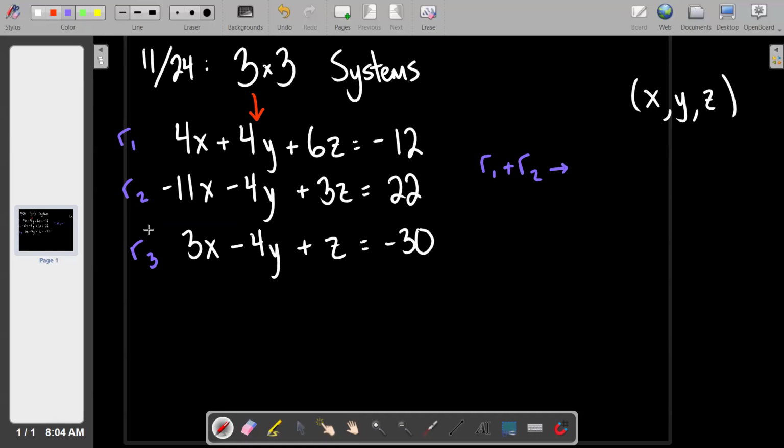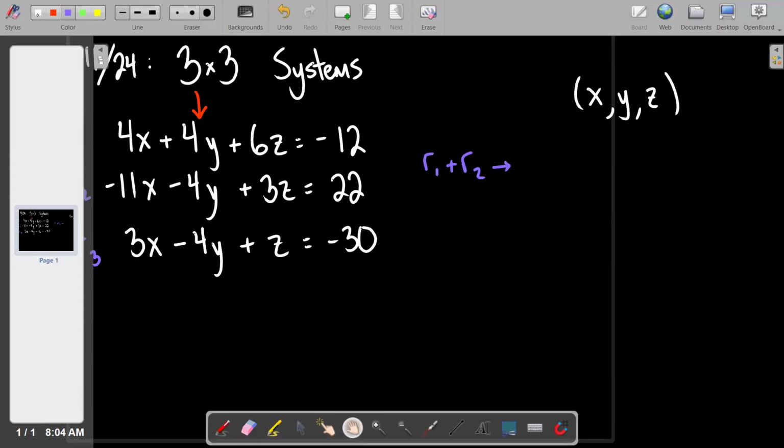So what happens when I add row 1 to row 2? Give me the whole play-by-play. How many X's do we get? You should be looking at this yellow box because that's the X from row 1 added to the X from row 2. What do we get? We get negative 7 X's. Good. You should now be focused on this yellow box here, and I'm just going to keep moving this box around. What do we get there?